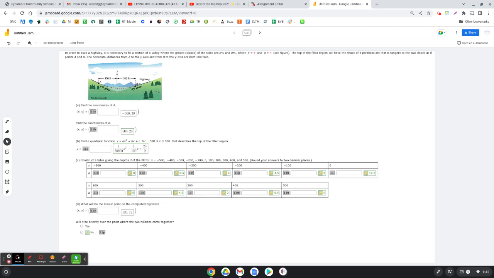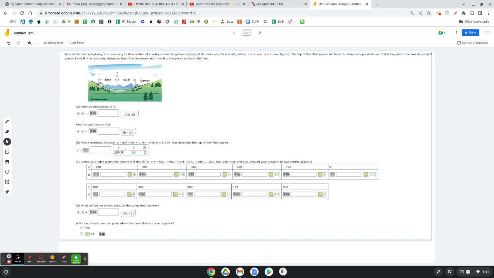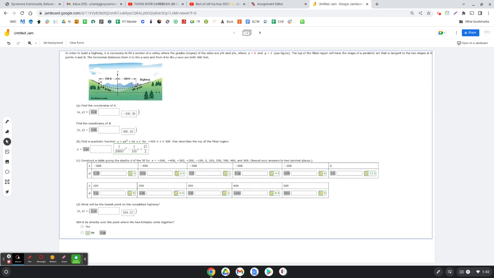Well, they tell us that this is a 6% grade. Right here, this is 6%. But really, we should interpret that that's negative. Okay. So what we have going on in there is we've got to find this point A.